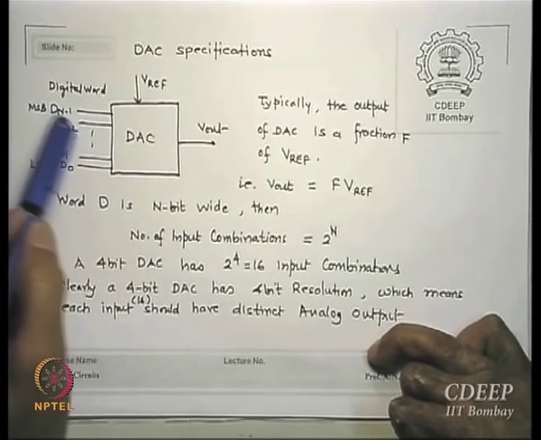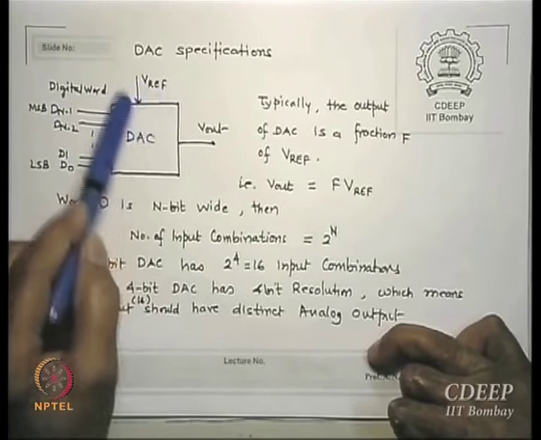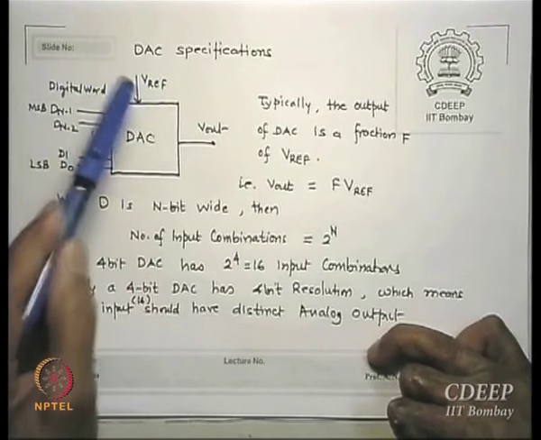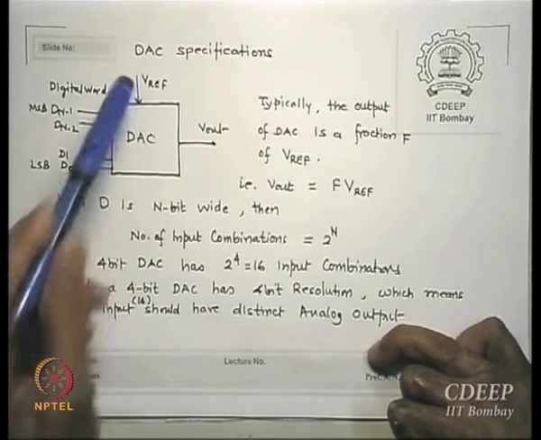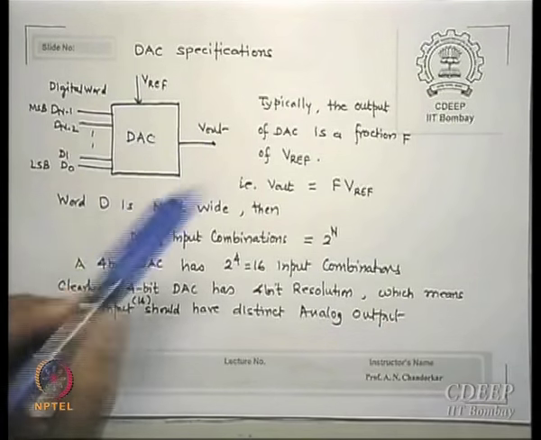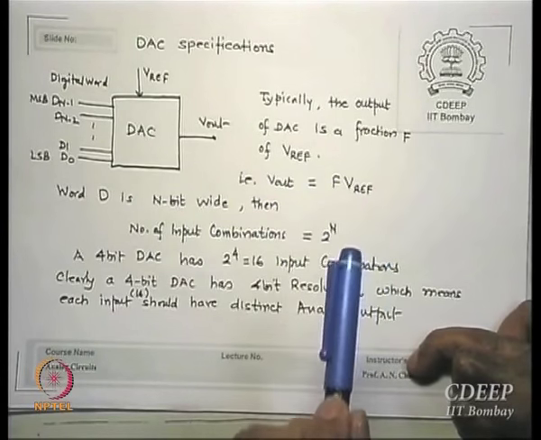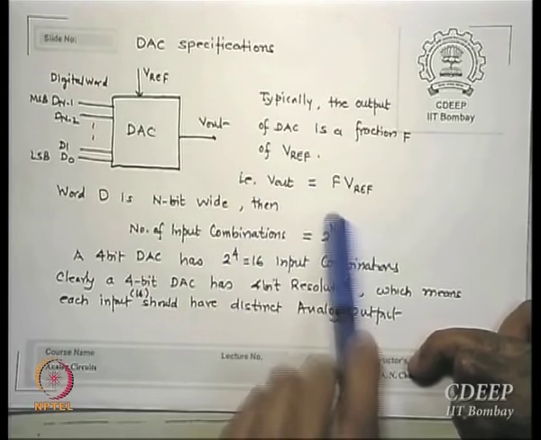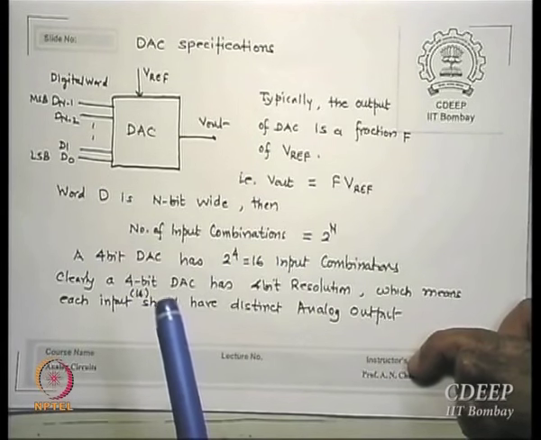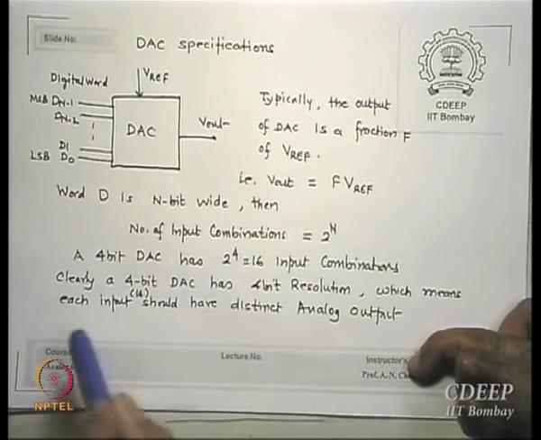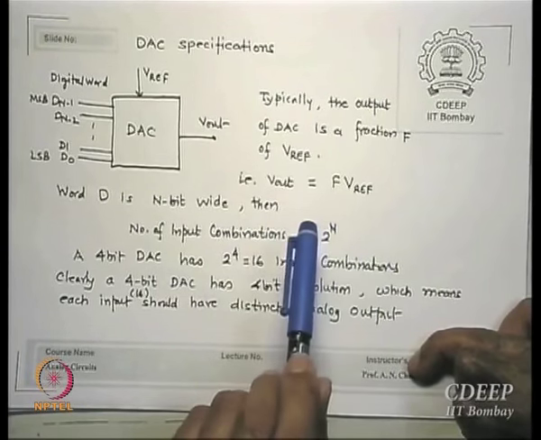What does the DAC do? It uses the digital data input and does some tricks with this V reference. This is that proportionality constant I was talking about. So this V reference is something we decide, how much voltage I want, and then I'll get an output. The V output is related to a fraction of the reference voltage. And this fraction, of course, is a function of digital data. Is that correct? Whatever digital data you get, F will be different. V reference is my reference voltage. So F times V reference will be V out.